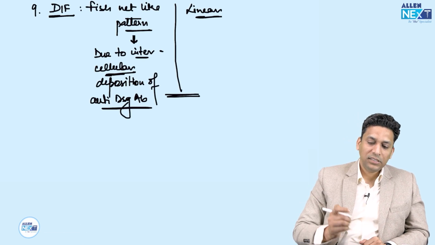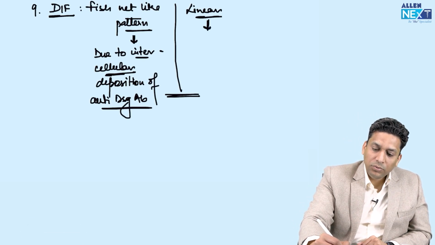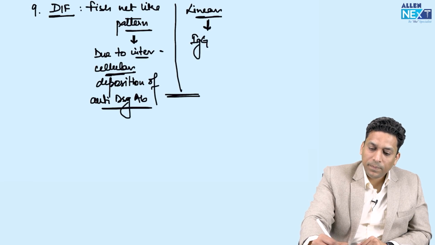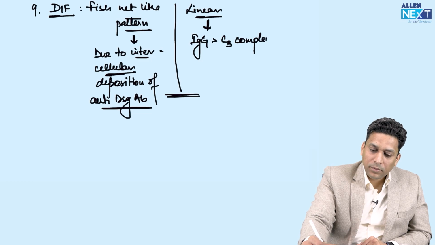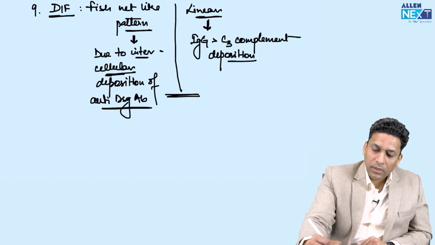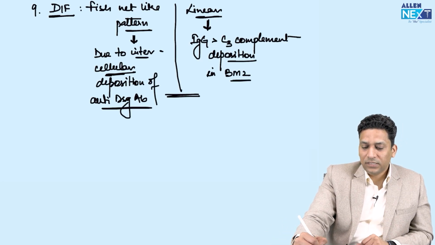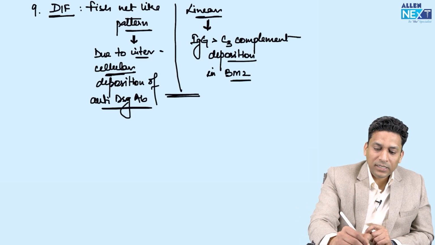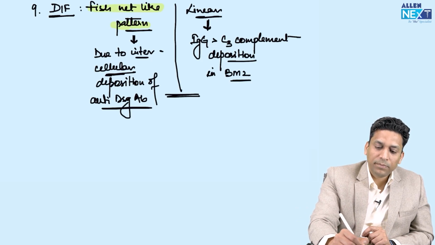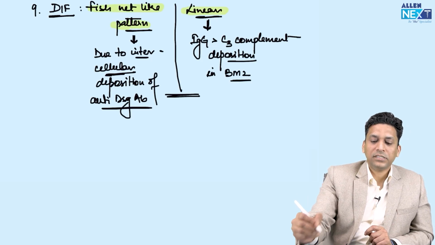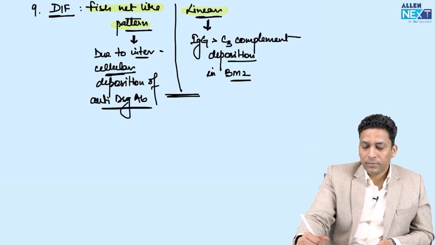Why is a linear pattern seen? This linear pattern is due to IgG and complement deposition in the basement membrane zone. Let us try to understand the difference, but remember this pattern: fishnet-like pattern is seen in pemphigus, while linear pattern is seen in pemphigoid.